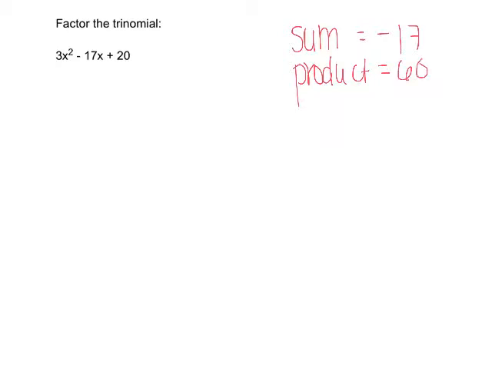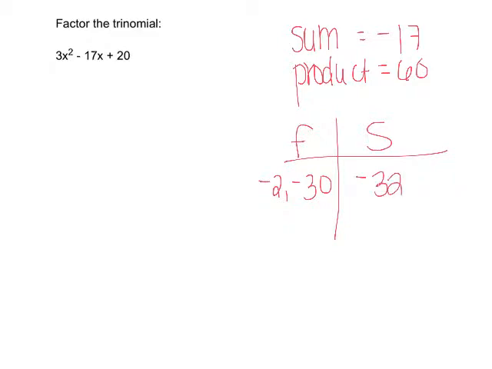So what are my products of 60, or my factors of 60? So I could do -2 and -30. And the reason why I'm doing both of them negative is because I'm looking for the product to be positive. And so this would just give me -32, and so that's not going to work. So let's try -5 and -12, and that's going to give me the sum of -17.